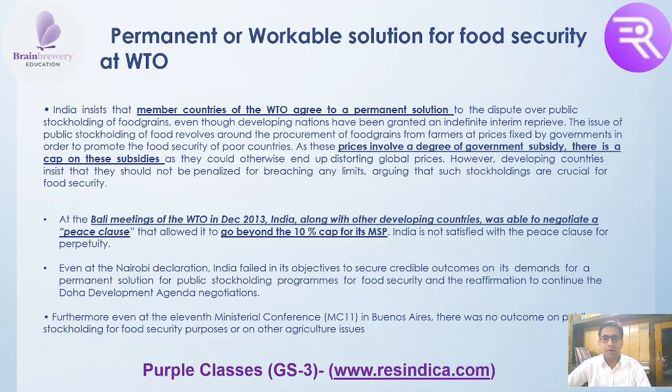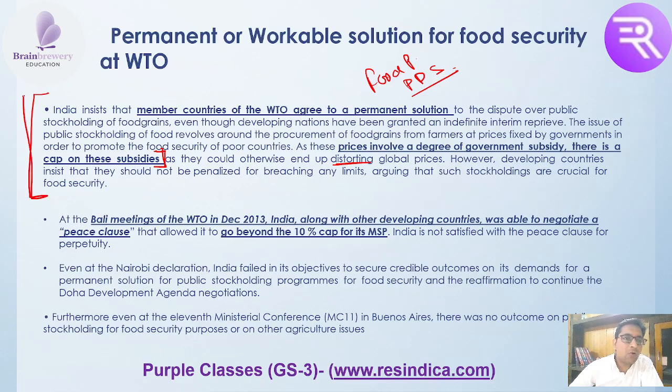Now there is a thought about what can be the permanent solution that we can provide for food security at the WTO. There are a lot of permanent solutions that we are looking forward to. Member countries are always stressing at the WTO for a permanent solution, especially for their food programs and PDS system. Okay, so price involves a degree of government subsidy. There is a cap on these subsidies, otherwise they could end up distorting the prices. So they have to make sure that differential prices are given. And if the developing countries are keeping stockholding, because that is very important and crucial for their food security program, then until the permanent solution comes, what was discussed in the Bali round and Doha round has to continue regarding the PDS system and food security program, right?